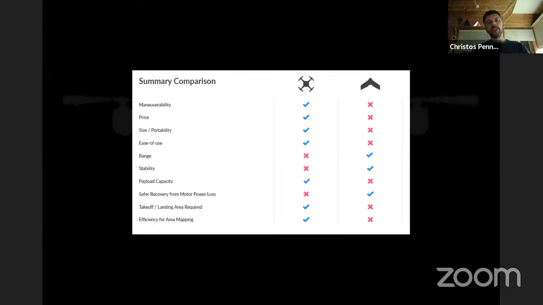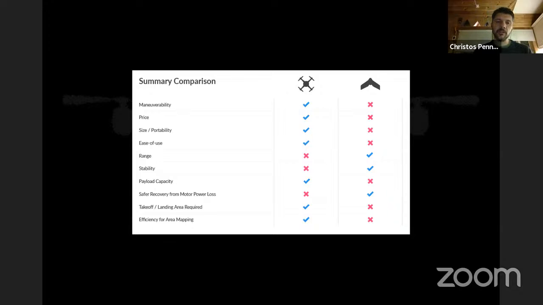So in summary, we can see this comparison here. Multi-rotor drones are better in maneuverability. They are cheaper. They are more compact. They are easier to fly. They have a smaller range. They are not that stable compared to the fixed wing ones. They have higher payload capacity.